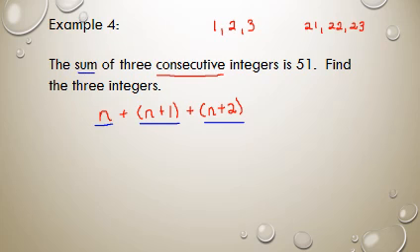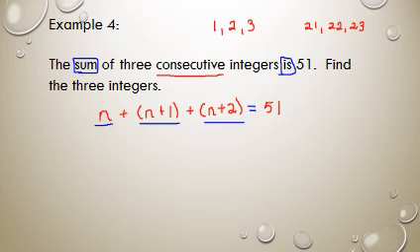And notice that our word here is sum, so that's why I've put pluses in between those integers. Then right here we've got is, so we know that that means equals, and then it equals 51. Alright, so now I've set up our equation. The next thing we need to do is solve it.